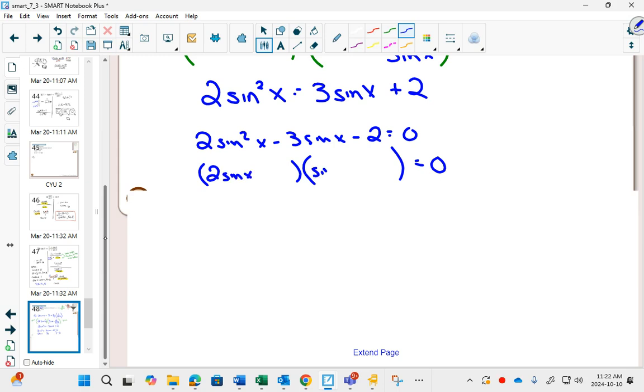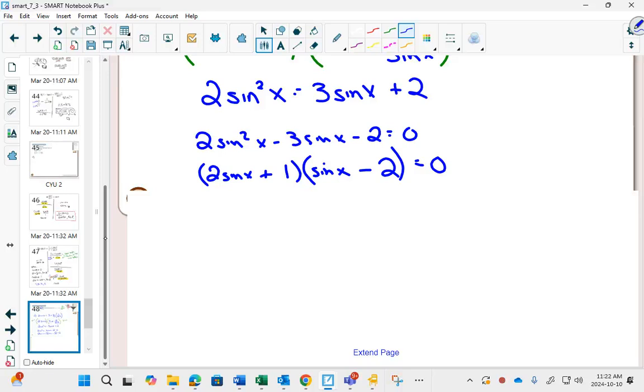If this factors, it would have to be 2 sine x and sine x. Can I get my outside and inside to be 3? Yes, if I make my outside 4 sine x and my inside 1 sine x, I want a negative 3, so I'll make my outside negative 4 sine x plus 1 sine x. And now we've factored completely.